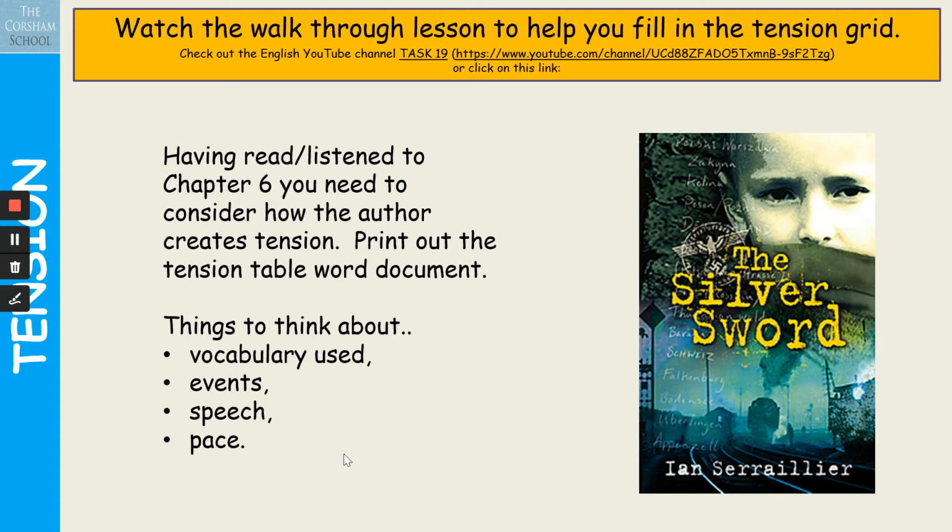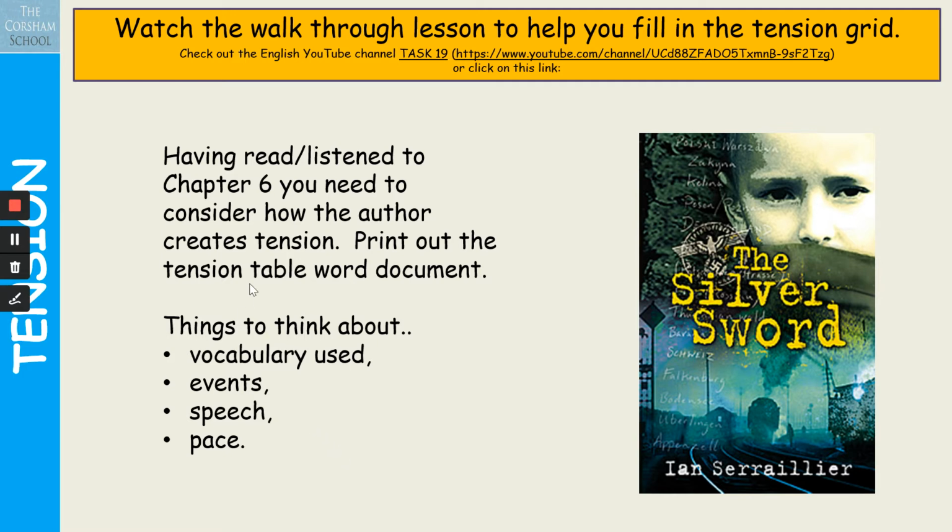We're looking at filling in a tension grid on chapter 6. Okay, so we need to think about the vocabulary that has been used, the words that might create tension, events that have happened in the chapter and how those might build up, any speech that the characters have, and the pace of the story.